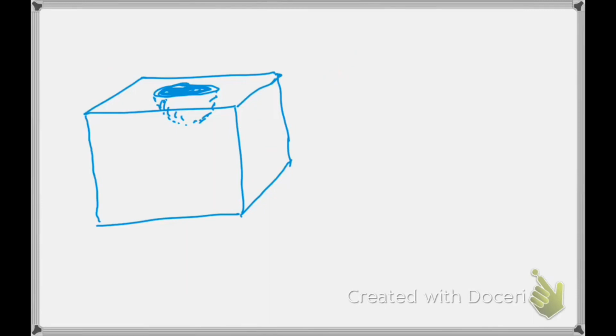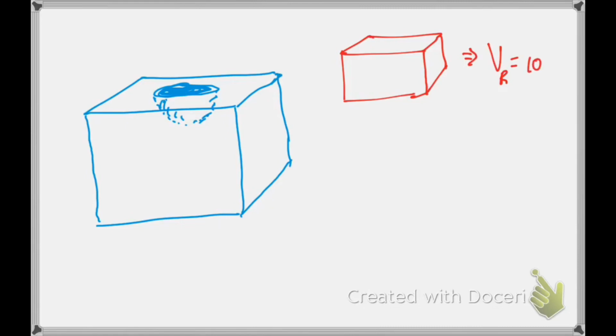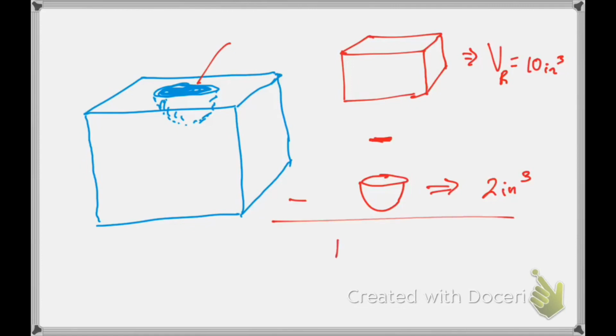So what we do here is break this up into two different figures. I'm going to start with my original container with all the ice cream and calculate that volume. Let's just say that volume is 10 inches cubed. And then I'm going to scoop out that scoop of ice cream. If I scoop that out, it's going to be a hemisphere. Let's say this is 2 inches cubed. Well, if I'm taking it out of the container, I'm going to have to subtract away that scoop of ice cream. So 10 minus 2 gives 8 inches cubed for the remaining volume.